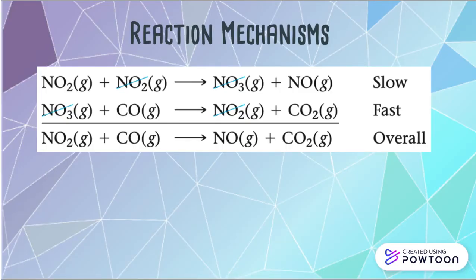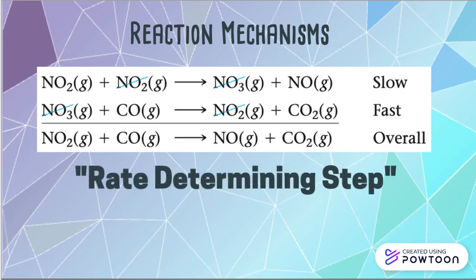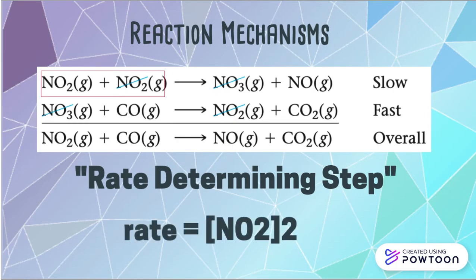Nice one, Cody. This is called a reaction mechanism. The reaction labeled slow is called the rate determining step. It allows us to find the rate law by using the coefficients of the reactants as the orders.